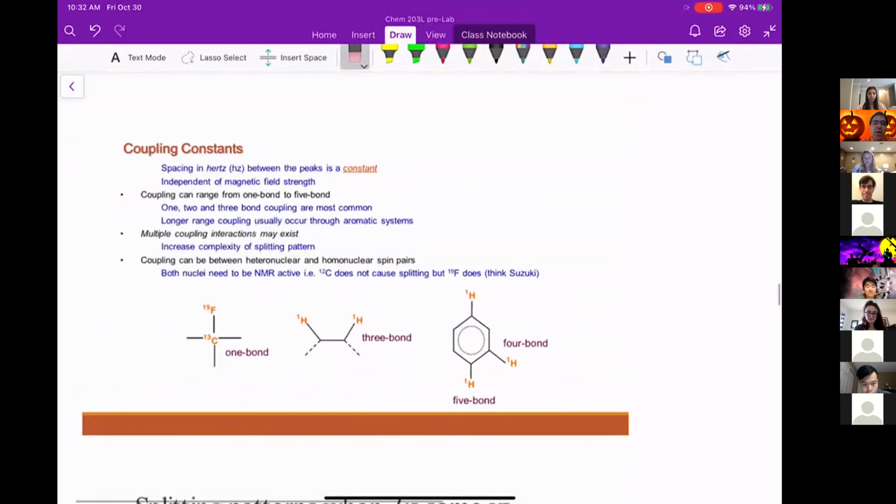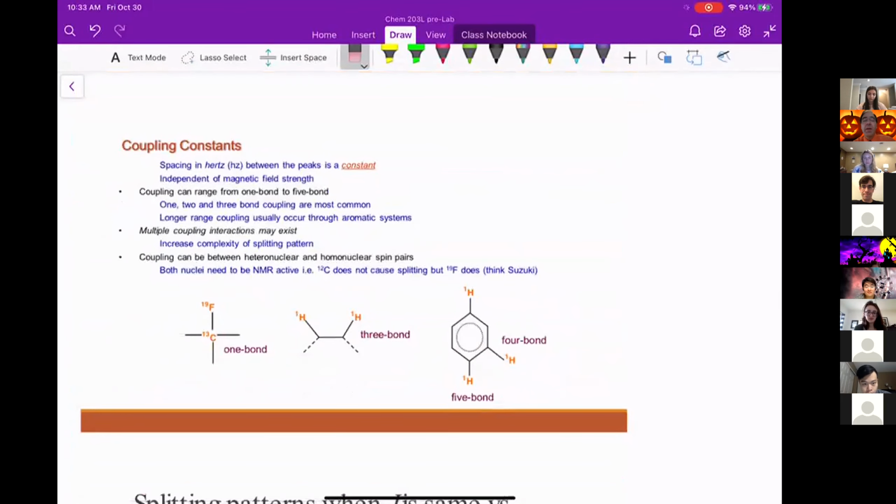All right, so a couple of points about it. When we talk about coupling constants, they're reported in Hertz. And one of the things that I always found very, very interesting is that it's a constant. It doesn't matter what the strength of your magnetic field is. It doesn't matter the strength of the NMR. The coupling constant stays constant from one NMR to the other. Well, that's kind of nice. And so it's independent of magnetic field strength.